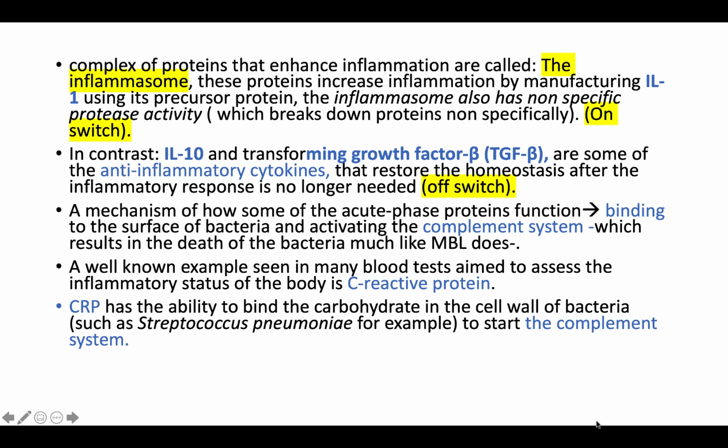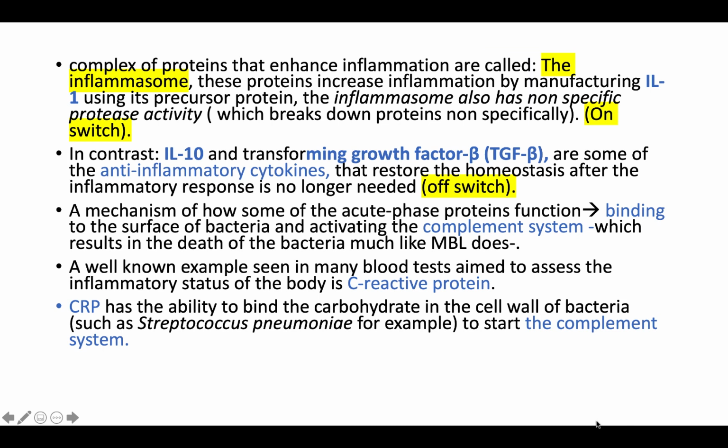So a mechanism of how some of these acute phase proteins function: they bind the surface of bacteria and activate the complement system. We talk about the complement system, how it non-specifically, and the word non-specifically is important, binds parts of the bacteria that makes our macrophages, our phagocytes, able to engulf these foreigners.